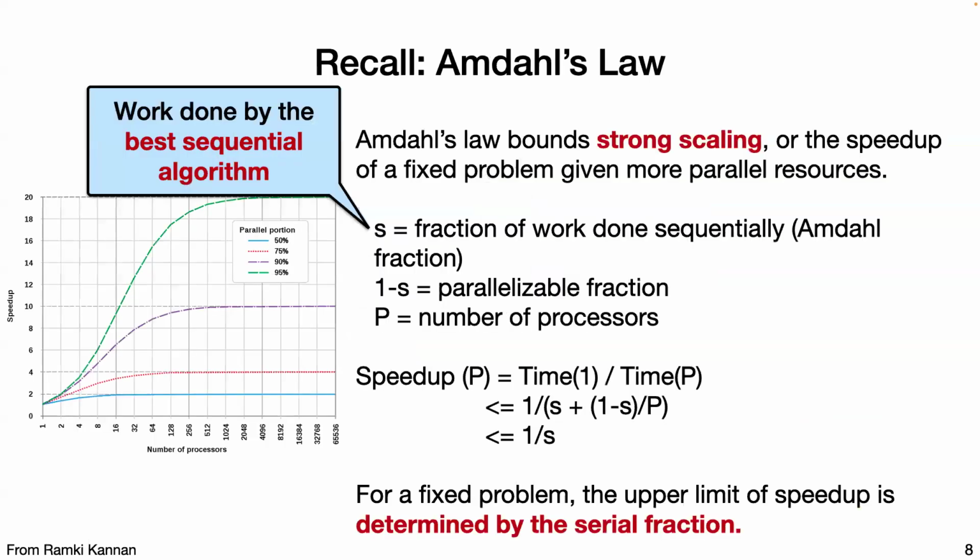Okay, so we can go back to Amdahl's law, which says there are two parts. There's the serial fraction and there's the parallelizable fraction. And your speedup is bounded above by the serial fraction. For a problem, the upper limit of the speedup is determined by the serial part.